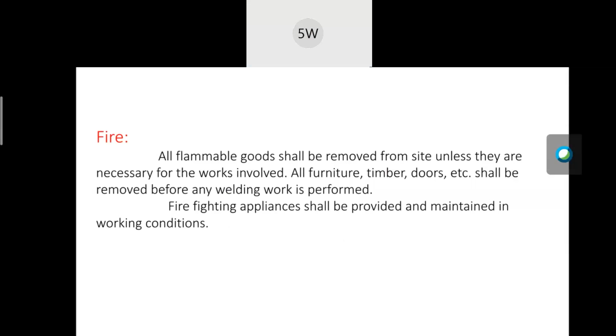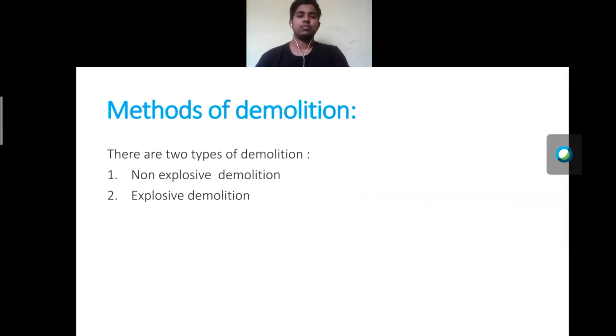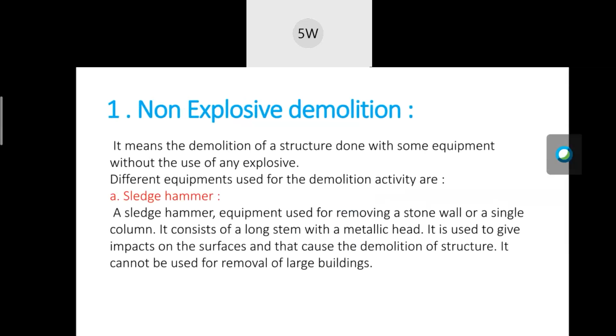My name is Kiran Wakde, and the topic is methods of demolition. There are two types of demolition. First one is non-explosive demolition, and second is explosive demolition. First one is non-explosive demolition. It means the demolition of a structure done with some equipment without the use of any explosive.